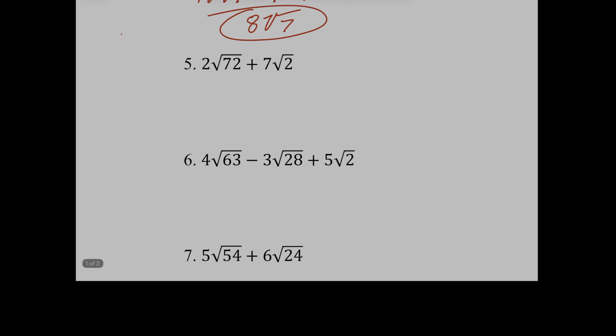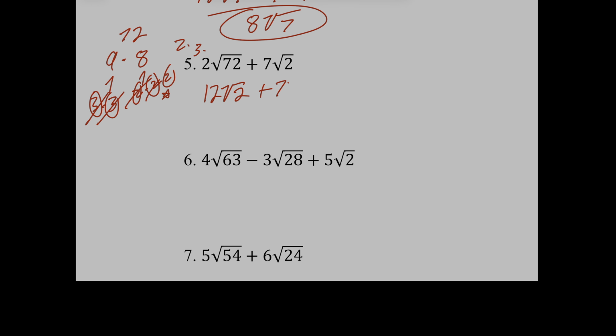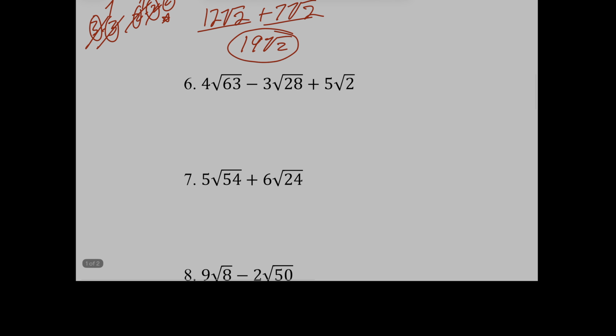I only have to break down the 72. So 72 is going to be 9 times 8. That's going to be a 3 and a 3, and we've already learned that that's 2, 2, 2. Okay, well, here's a pair of 3s. Cool. But look, here's a pair of 2s. Cool. And I have a 2 left over. So 2 times 3 is 6. 6 times 2 is 12. 12 root 2 plus 7 root 2. Add them together, and it's going to be 19 root 2. All right, let's go on to number 6.